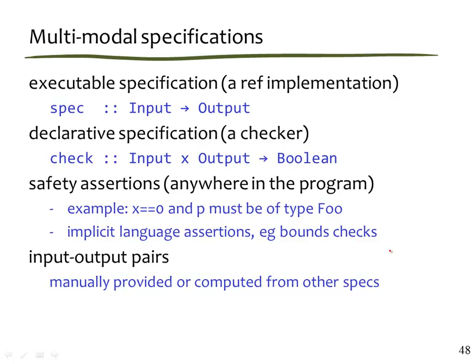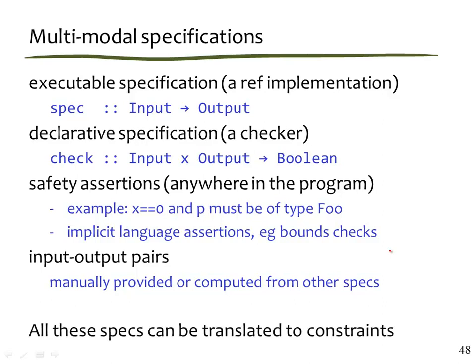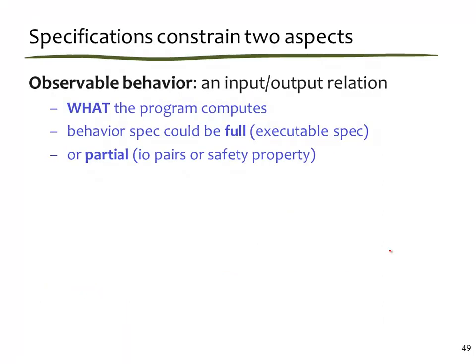And finally, there are input-output pairs, which of course should not be underestimated because these might be very easy to write. The key point is that all of these can be translated into the constraints and conjuncted into the specification that you feed into the synthesizer. So there are two classes of constraints really, and this is very useful to keep in mind.